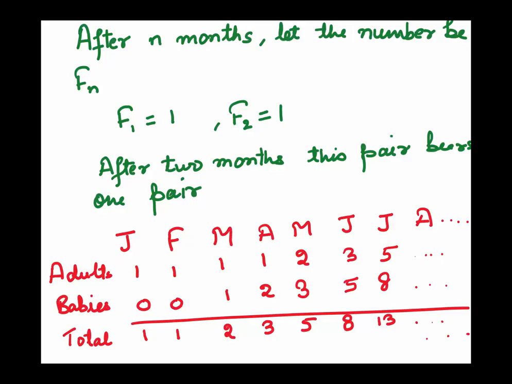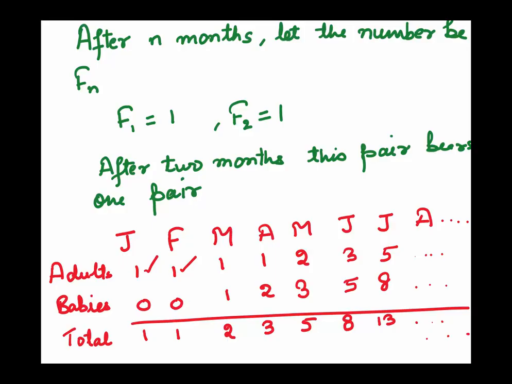If we denote by Fn the number of pairs after n months, then F1 will be 1 and F2 will be 1. After 2 months, this pair bears one pair of babies. If we write all the months, January, February, etc., and we start with January. In the month of January, we have just one pair of adults. Now, this pair of adults cannot produce babies because they are not 2 months old. So, the number of pairs of babies is 0. In the month of February, still we have one pair of adults and there are no babies. So 0 pairs of babies.